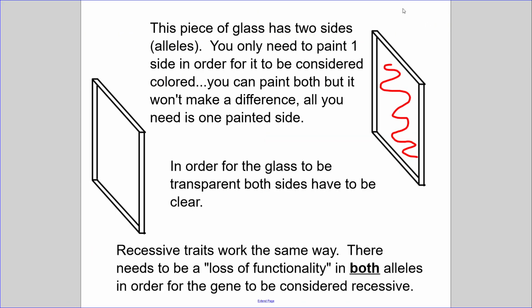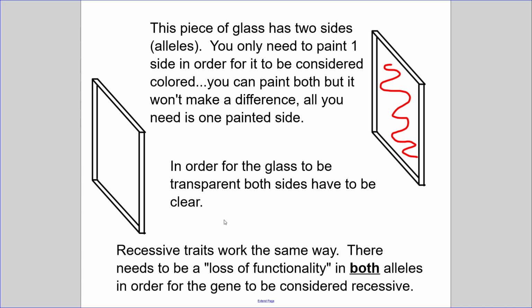As an analogy for dominant versus recessive, let's pretend you're looking at a piece of glass. Now, a piece of glass has 2 sides, an interior side and an exterior side, but you only need to paint one side in order for it to be considered colored. You can paint both, but that won't make a difference because once you've painted one side, it's already painted. In order for the glass to be transparent, both sides have to be clear. So that's our recessive situation.